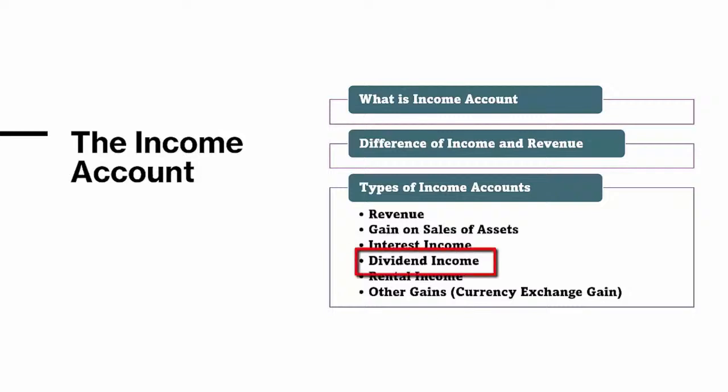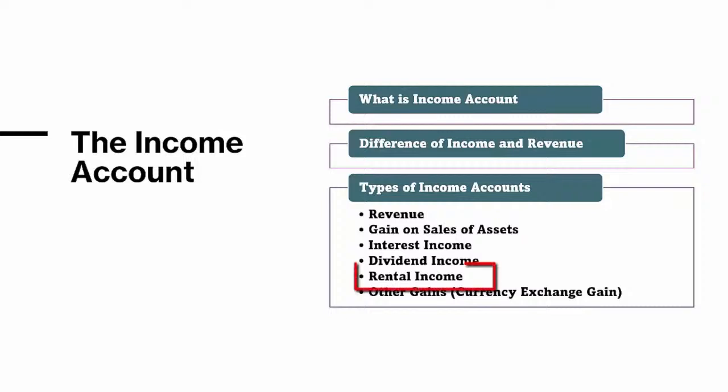3. Dividend income. If a business owns shares in other companies and earns dividends, it records this as dividend income. For example, if a retail business owns stock in another company and receives a dividend, this income isn't revenue because it's not related to the main business of selling products.